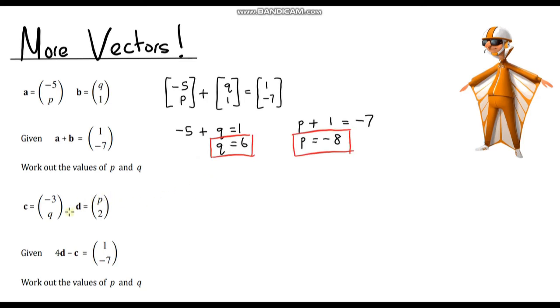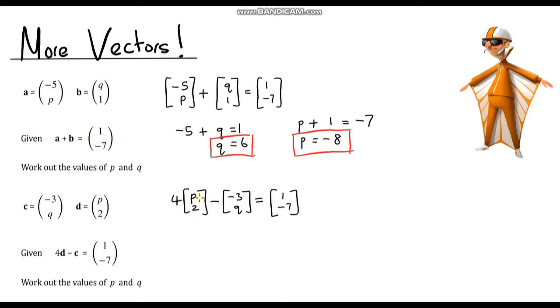Okay, let's go on to the second part now. So we have two vectors, c and d. And it says, given that 4 lots of vector d minus vector c is equal to this column vector, work out the values of p and q. So let's write this down. We've got 4 lots of vector d, and we are going to subtract vector c. So vector c is negative 3, q. And we know our answer is this vector here. So 1, negative 7.